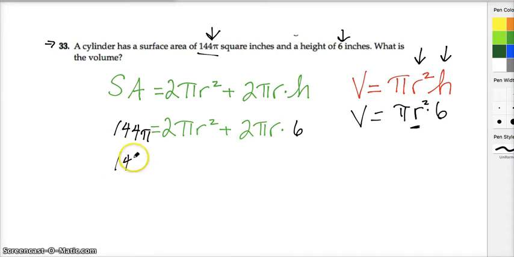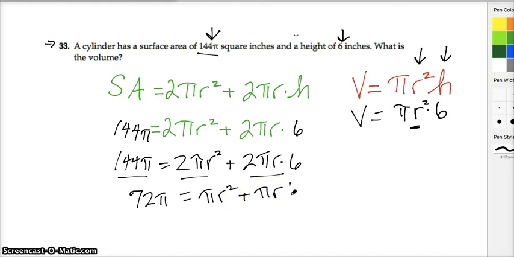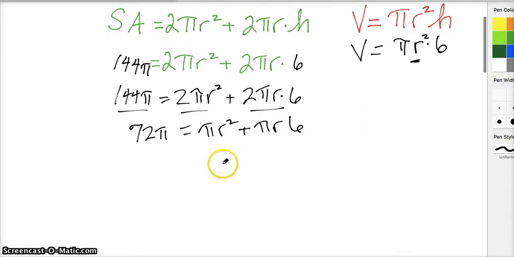Having 144 pi being equal to all of this, we have two terms here. So we've got this term and then this term times 6. So what I'm basically doing is dividing the 2 out of all of this side and these two terms. And so I'm left with 72 pi is equal to pi r squared plus pi r times 6. And the next thing I'm going to do is get rid of the pi to see if we can simplify this.